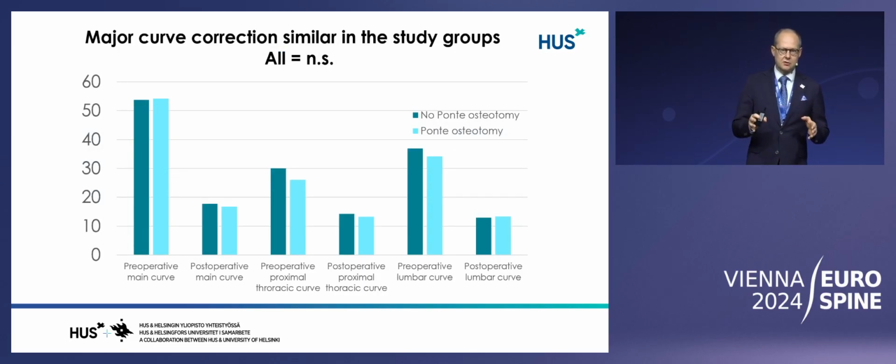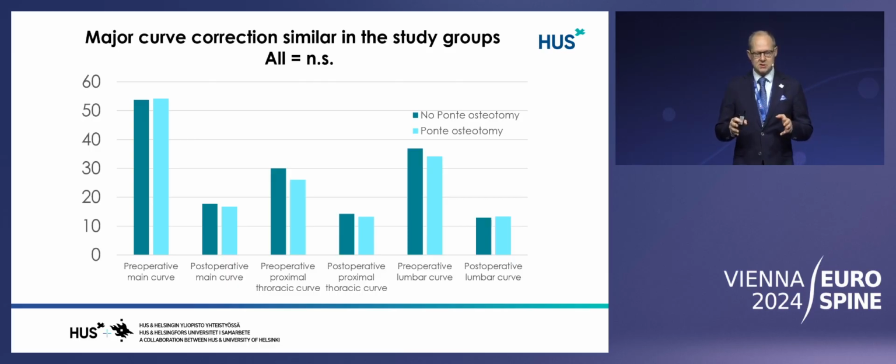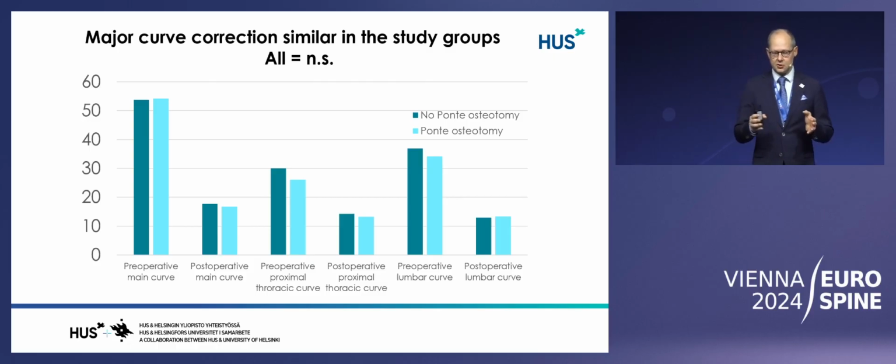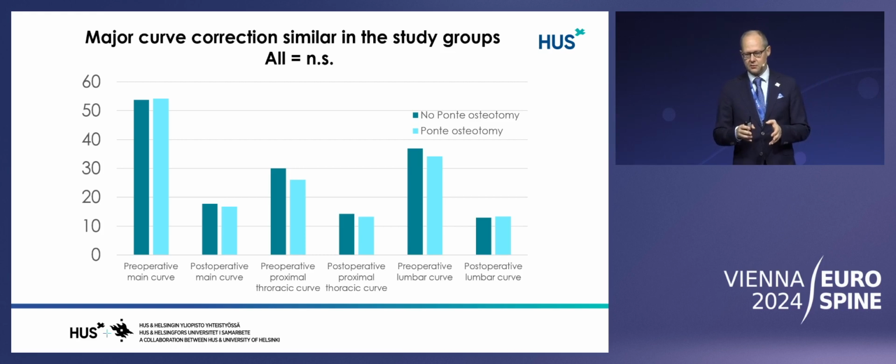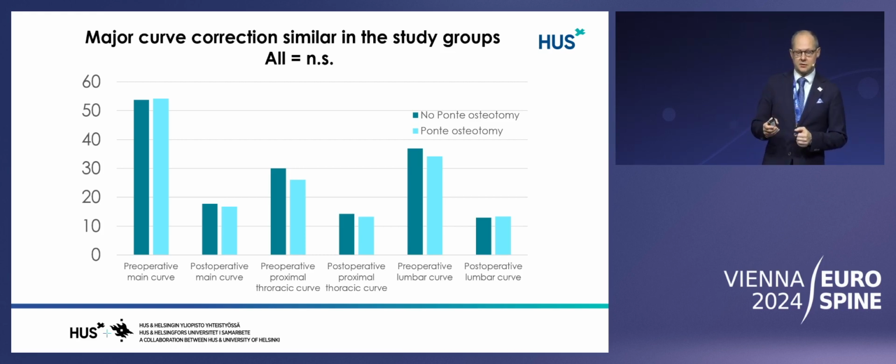And when looking at the coronal curves, we started from typical a little bit above 50 degree curves and then corrected these to a little bit less than 20 degrees. There was no difference in terms of curve correction for major curve or proximal thoracic curve or lumbar curve in the study groups.